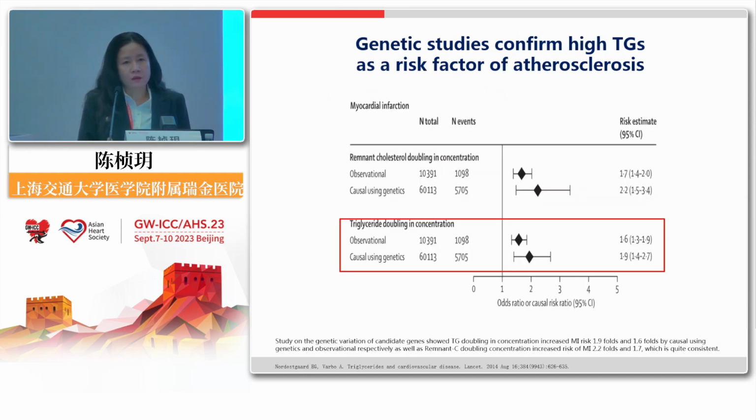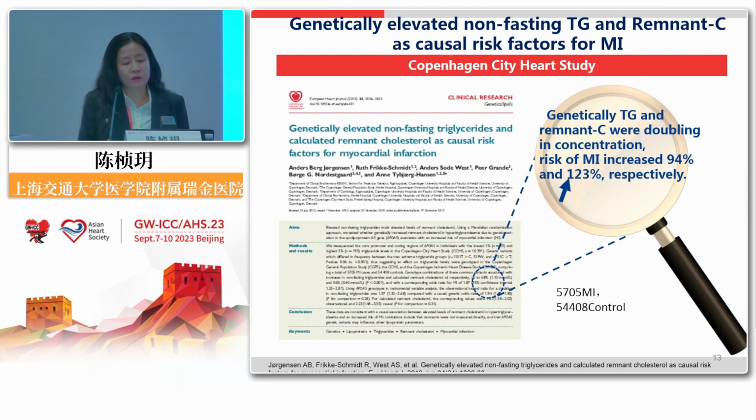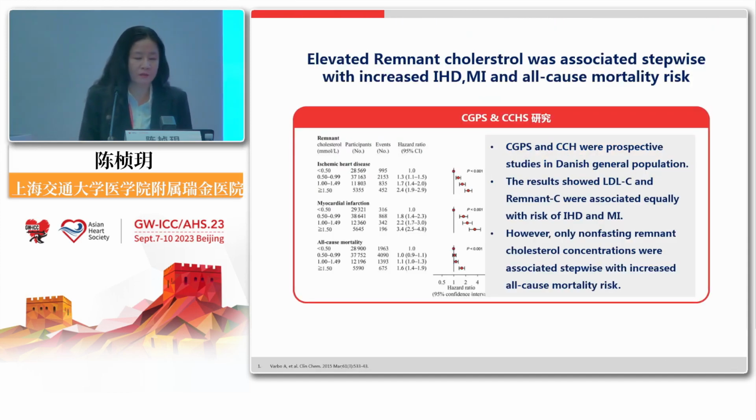A lot of studies, including genetic and epidemiological studies, show that TG is related to ASCVD. Genetic studies confirm high TG as a risk factor of atherosclerosis. Data from the Copenhagen City Heart Study showed that when genetically determined TG and remnant cholesterol doubled in concentration, the risk of myocardial infarction increased about 94% and 123% respectively.